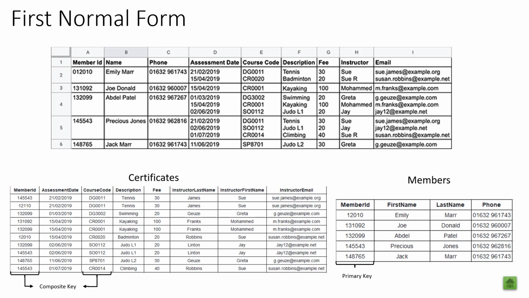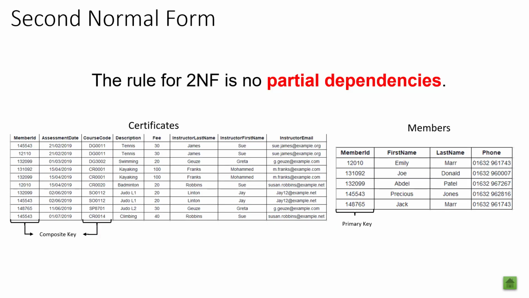For something to be classed as second normal form, first it must be in first normal form, and now it must have no partial dependencies. So what is a partial dependency? Partial dependencies normally arise when you have a table that has a composite key. And looking at our certificates table, that has a composite key.